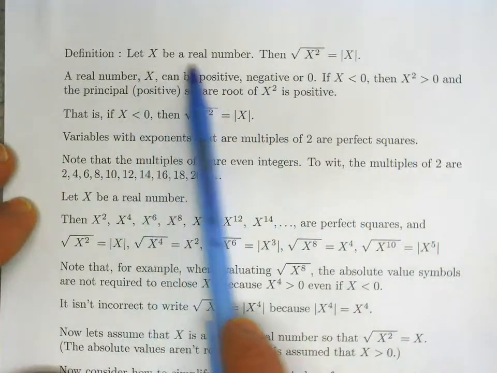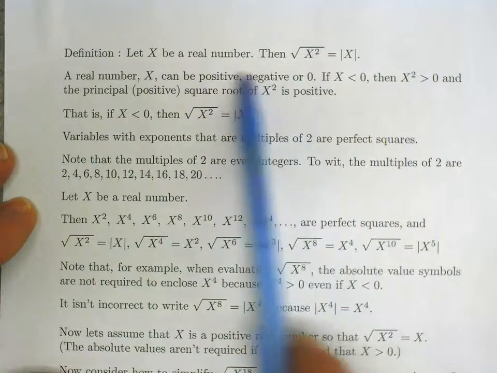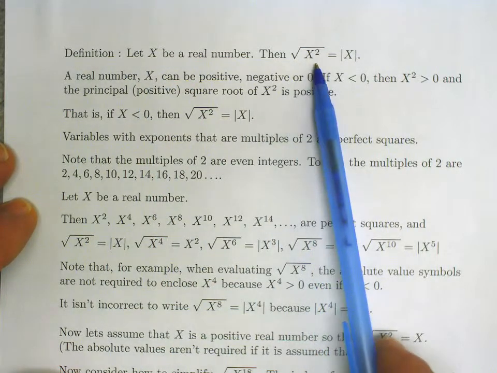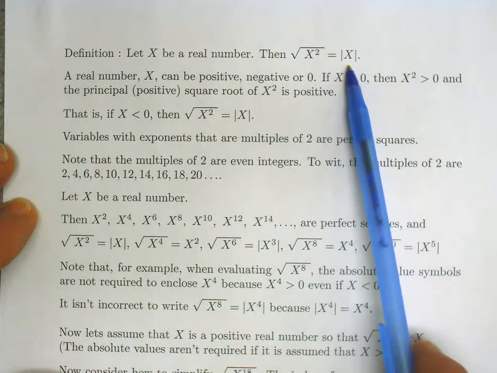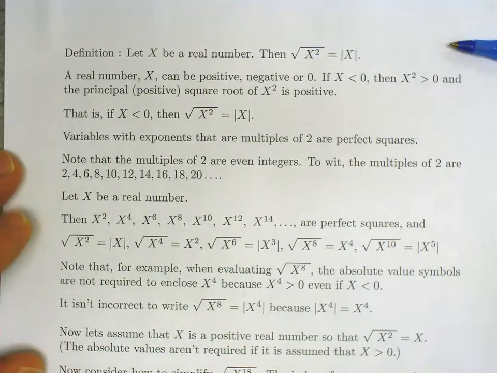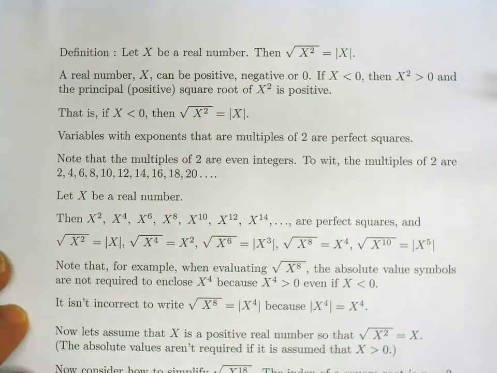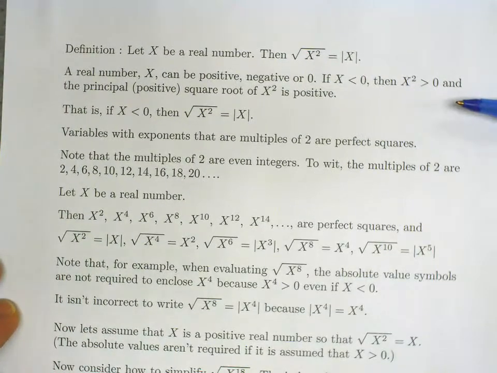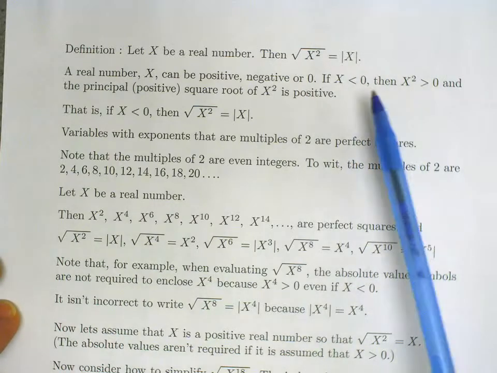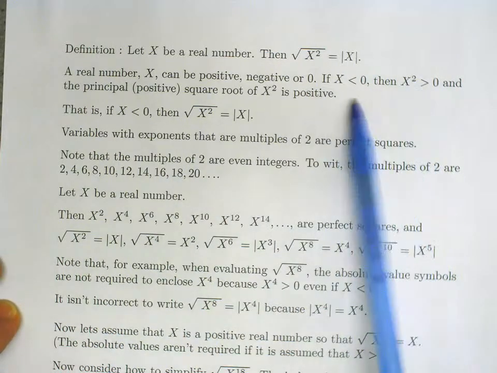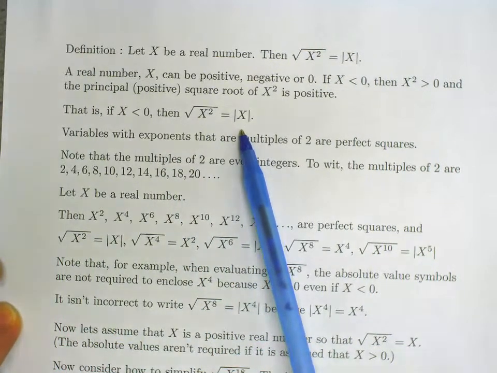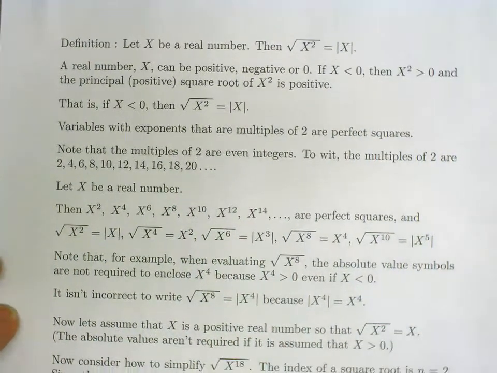So if x is a real number, remember, if x can be positive, negative, or 0, then the square root of x squared has to be written as the absolute value of x. A real number x can be positive, negative, or 0. So this is just an explanation why the absolute value symbols must be surrounding x when appropriate.